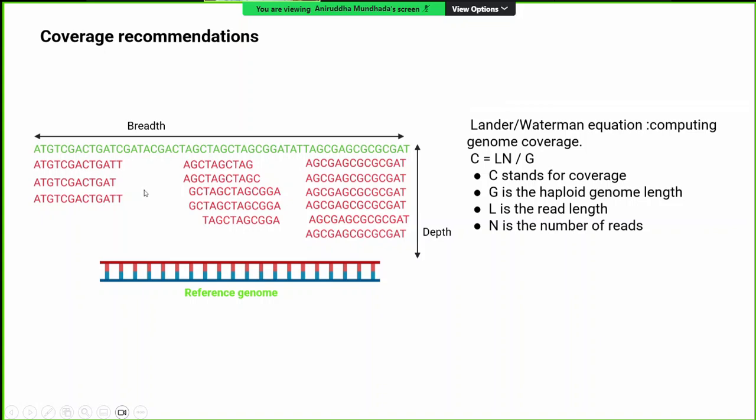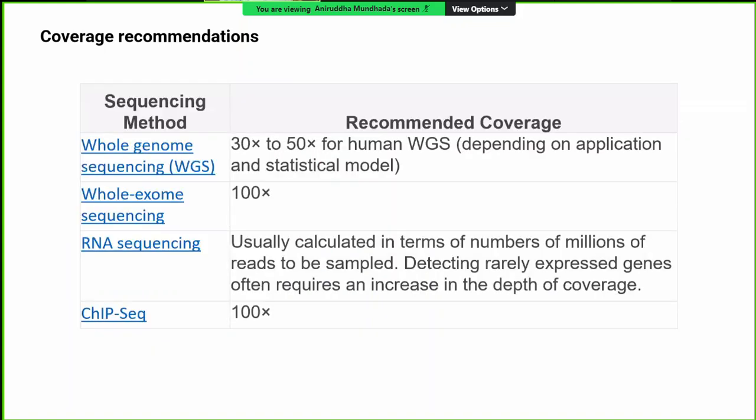This is usually calculated by the Lander-Waterman equation, which goes into the calculation of such coverage. And this would be important in the sequencing methods which are employed in such analysis. For example, in whole genome sequencing, it is usually 30x to 50x for human WGS. In whole exome, it can go up to 100x. In RNA, it is usually millions of reads which are counted as compared to the depth. And in ChIP-seq and ATAC-seq, it is usually 100x.